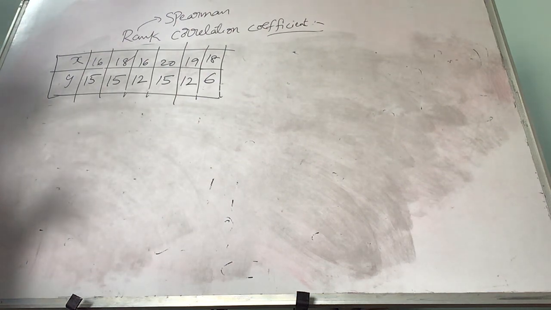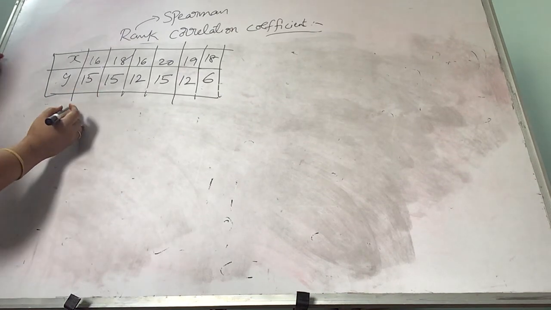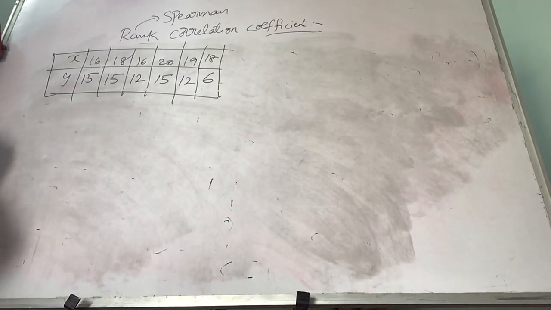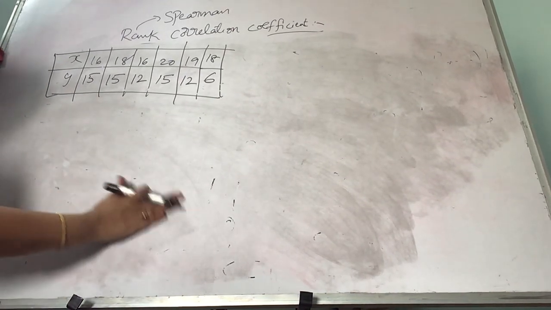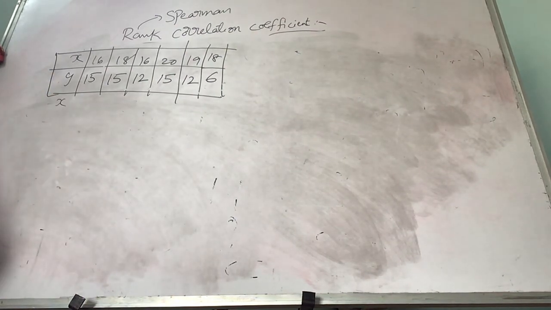For each of the repeated observations, we have to add the factor m into m square minus 1 by 12. Okay. So, first we assign the ranks for these observations. How to assign the ranks for the repeated observations? Okay, I will explain here.